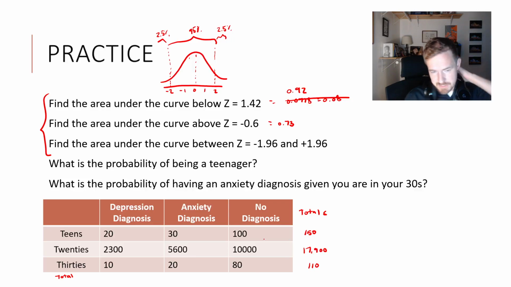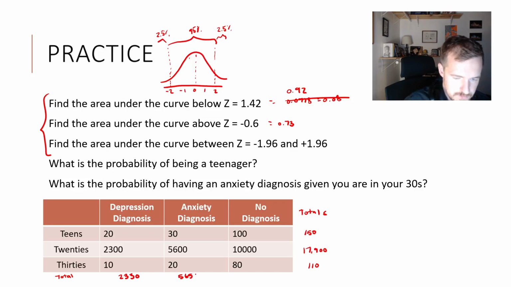Okay, cool. Now the next thing I want to do is I want to do the same thing but for the columns now. So I'm going to go through, and 20 plus 2300 plus 10 is going to give me 2330. My anxiety diagnosis is going to be 30 plus 5600 plus 20, which is going to be 5650. And a no diagnosis is going to be 100 plus 10,000 plus 80, and that's going to give me 10,180.